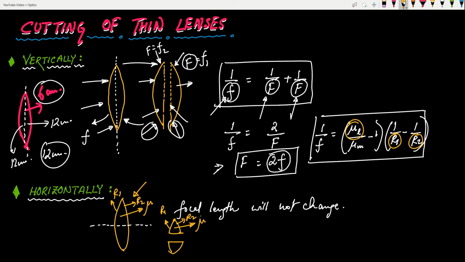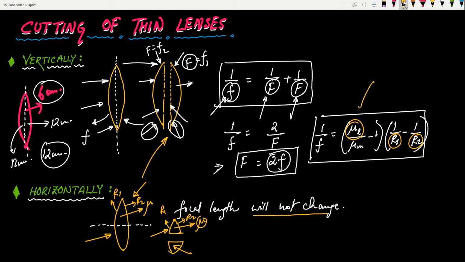Since refractive index and the radius of curvature are not changing, we'll say that focal length will not change, or the focal length of this lens should be equal to the focal length of this lens. Okay, this is clear. Now you may be asking why the focal length changed in the other case.